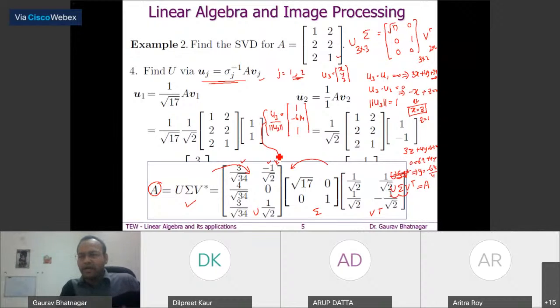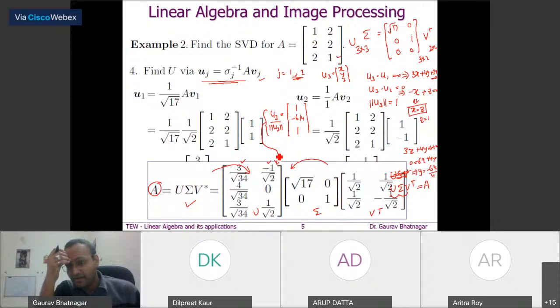But if you look at it from the application point of view, of course the reduced SVD is more useful than the full SVD. I hope that whatever calculation I have done in a very scattered manner on this particular slide, you will be able to understand. Is there any issue regarding how the reduced SVD is going to be converted into the full SVD?